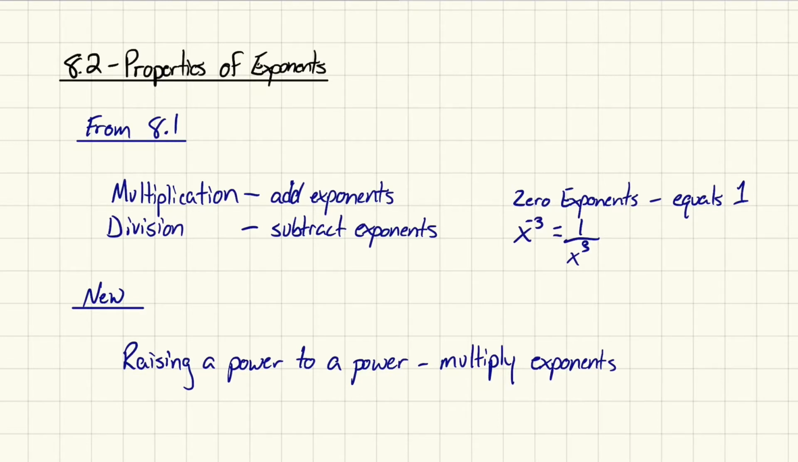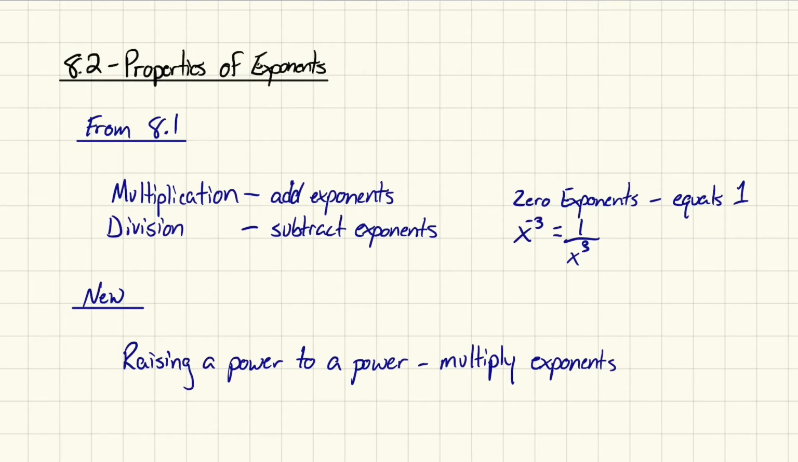Now, we have a new one that we're going to talk about in lesson 8.2, and that one is going to be raising a power to another power. In this case, if we have an exponent, like let's say we have x to the third, and then we're going to raise x to the third to the fifth, we're just going to take those two exponents and multiply them together. Once we do that, our answer is x to the 15th. That's how that would work.